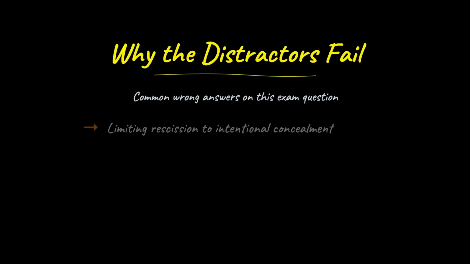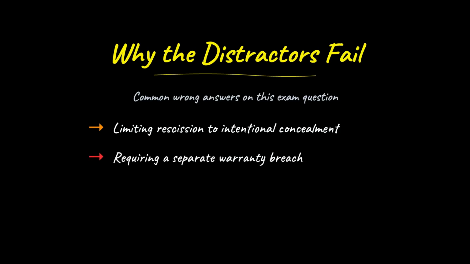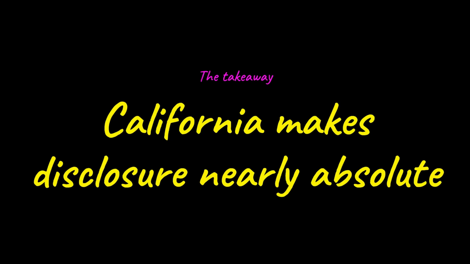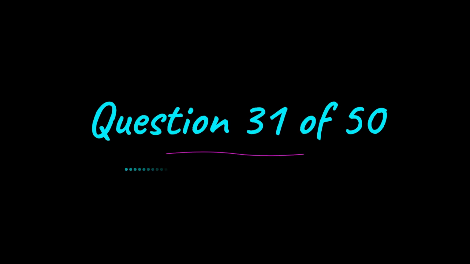The exam tests this with narrower distractors. Limiting rescission to intentional concealment states the majority rule elsewhere, not California's. Requiring a warranty breach or a prior loss is also wrong, since the right to rescind arises from the concealment itself. California strips out the intent requirement, placing the full burden of complete disclosure on the applicant, whether the omission was calculated or innocent.